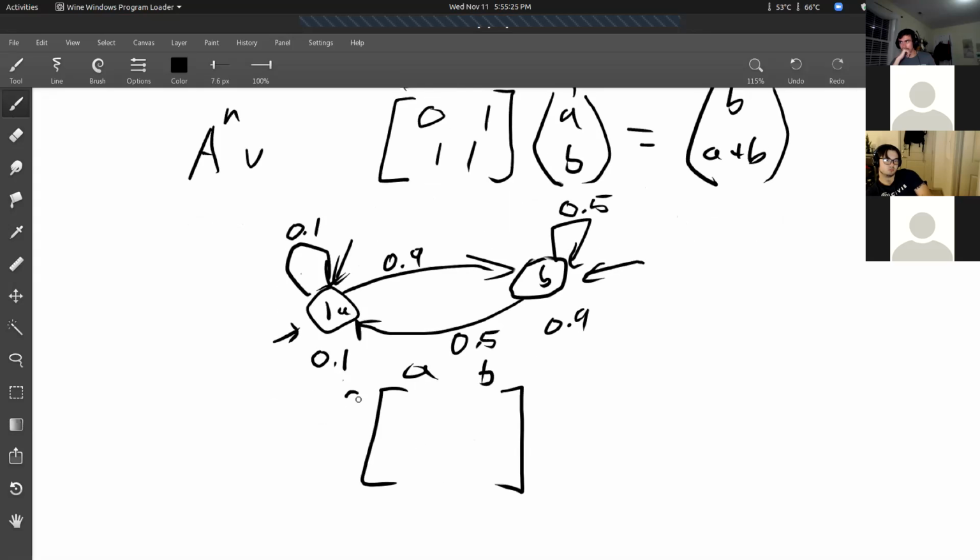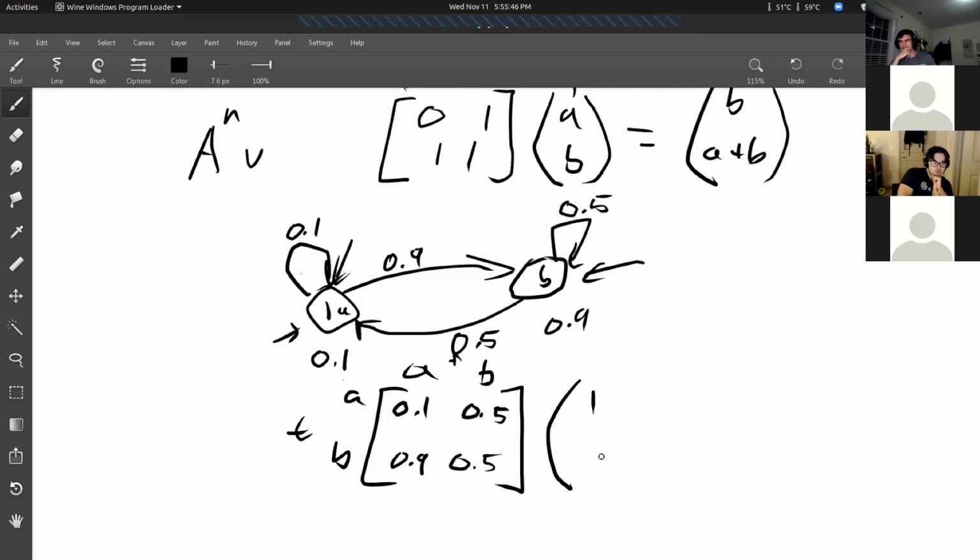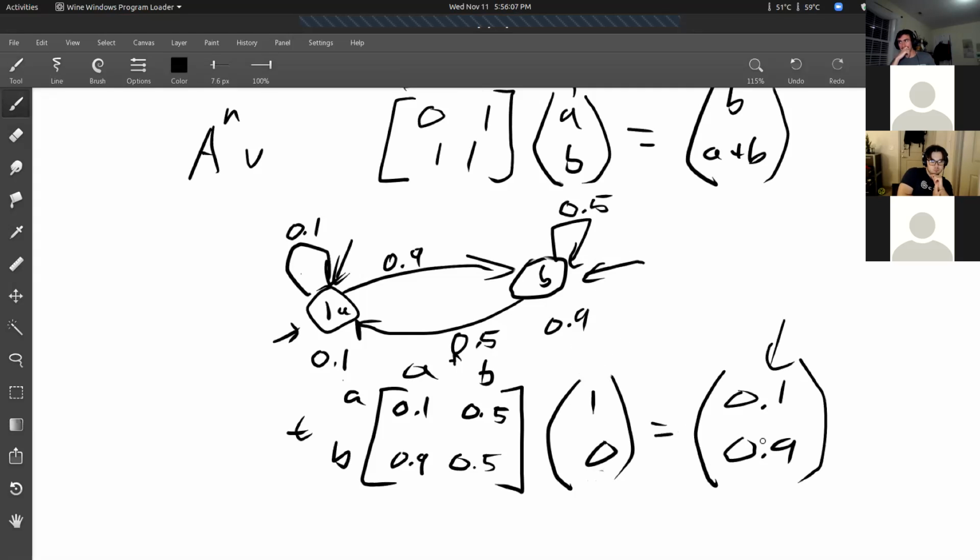So this is going to be from and to. If I'm at A, going to A, I have a 10% chance, and going to B, I have a 90% chance. And then from B, I have a 50% chance of going to A and a 50% chance of going to B. Then if I'm starting in A, I'll start off with this, which basically says there's a 100% chance that I'm in A and a 0% chance in B. That's how you would describe the fact that you started in A. And then if I do a single multiplication here, this will just end up being 0.1, 0.9, exactly those probabilities. So this describes that there's a 10% chance I'm in A and a 90% chance I'm in B.